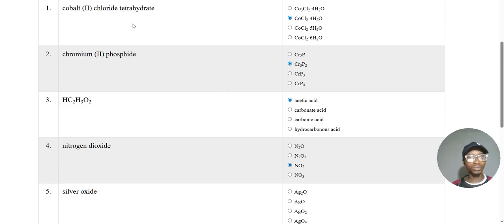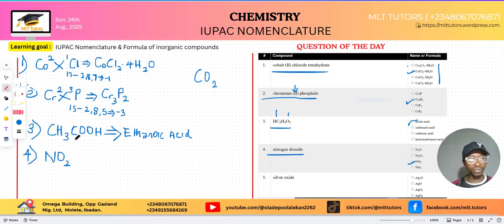Oh, that's awesome. So the last question for the day, question 5. And in question 5, we have silver oxide. Silver is in the transition group, but it has the valency of 1, the charge of +1. Then it's combining with oxygen.